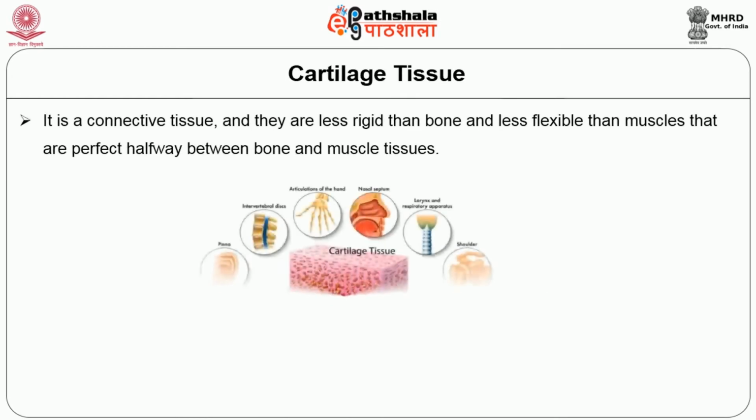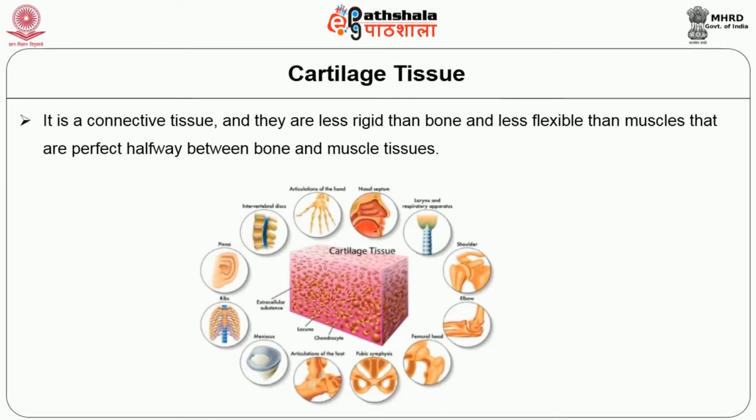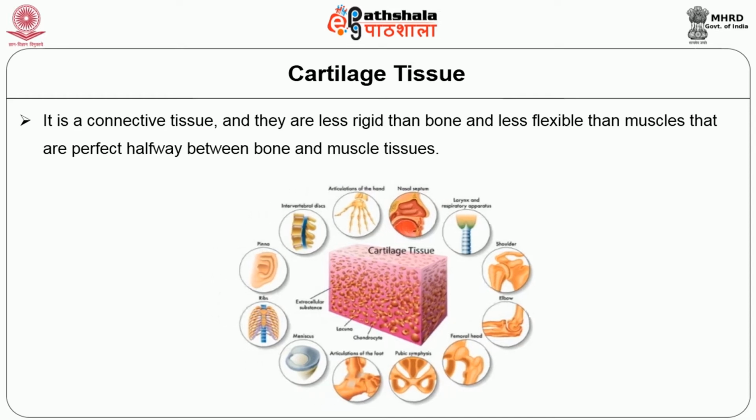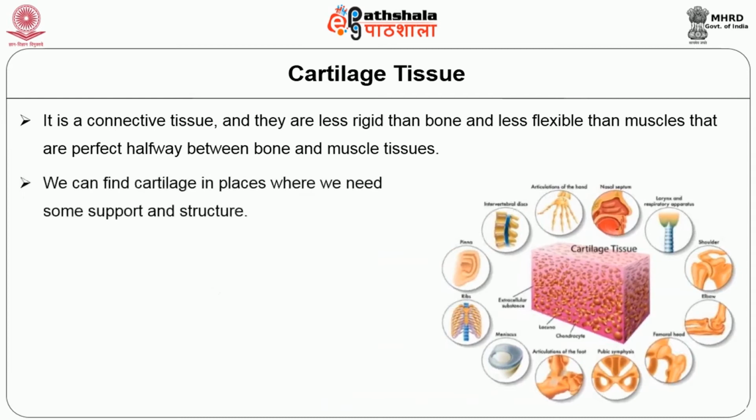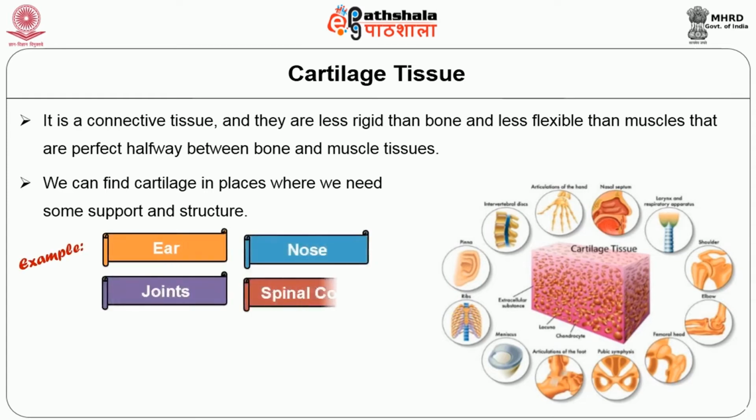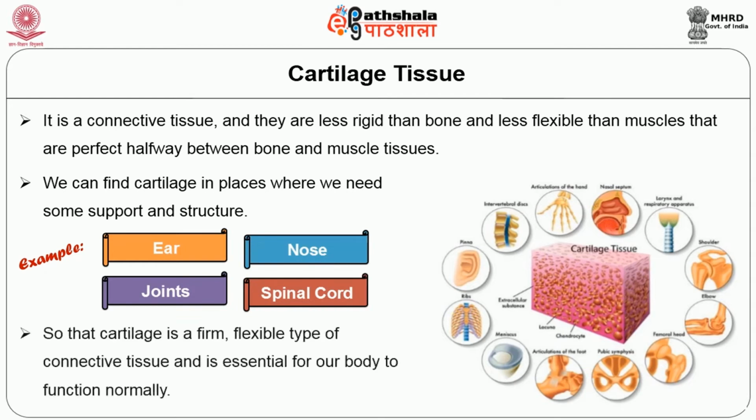So next is the cartilage tissue. Cartilage is a connective tissue, less rigid than bone and less flexible than muscle, perfectly halfway between bone and muscle tissues. We can find cartilage in places where we need some support and structure, for example in the ear, nose, joints, and between the vertebrae in our spinal column. Cartilage is a firm, flexible type of connective tissue and is essential for our body to function normally.